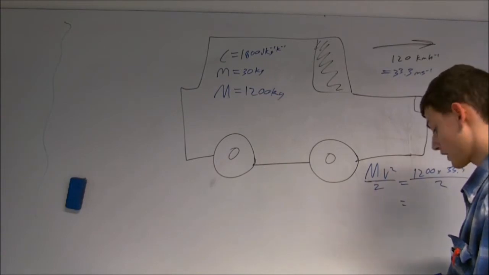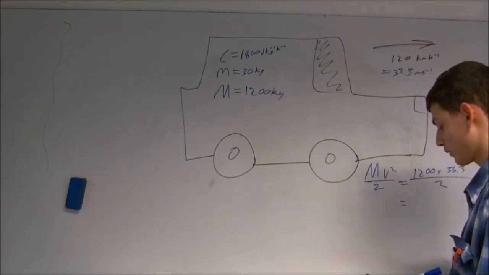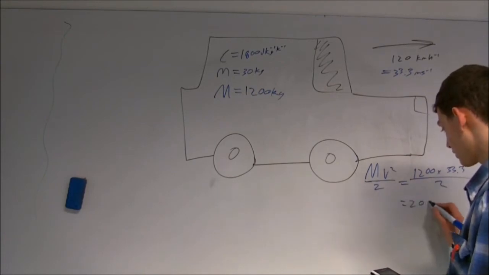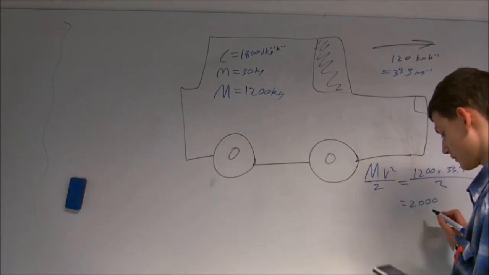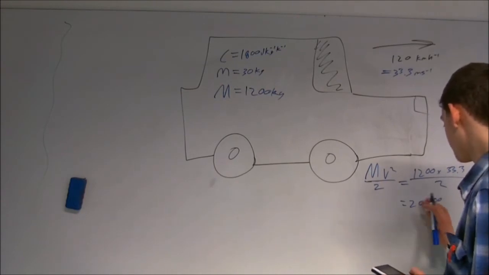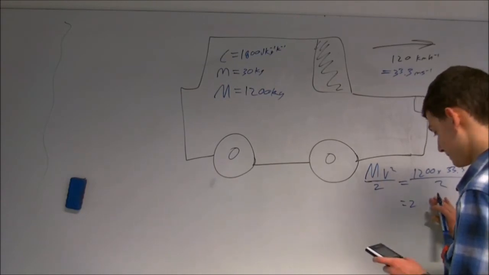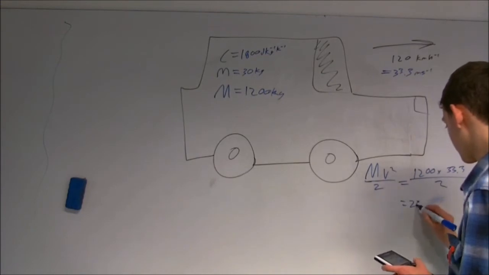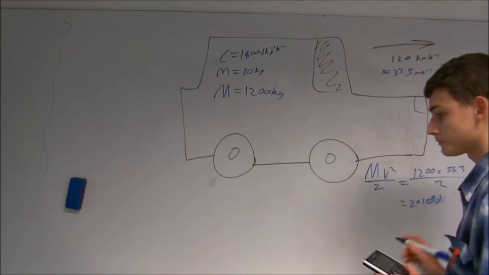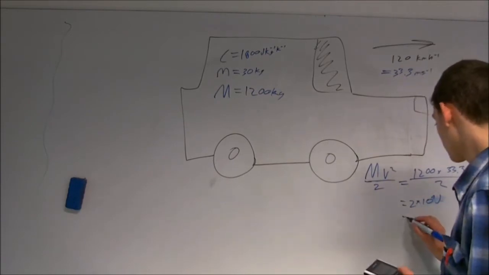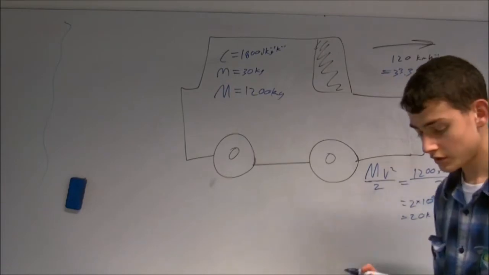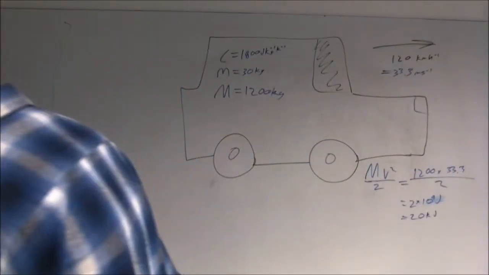So 1200 times 33.3 squared divided by 2 is about 20,000, 2 times 10 to the 4 joules, or 20 kilojoules, which I'll go with here.